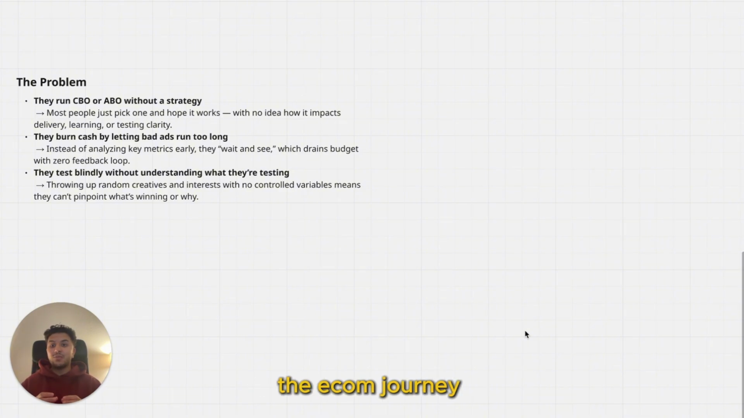And the reason why the ecom journey doesn't work, and why most people say dropshipping is dead, is basically because they start running ads, but they don't know how to analyze the metrics properly. And because they don't know when to kill the ad, so when to turn it off, you lose a lot of budget. And as I told you, there are a lot of different strategies online.